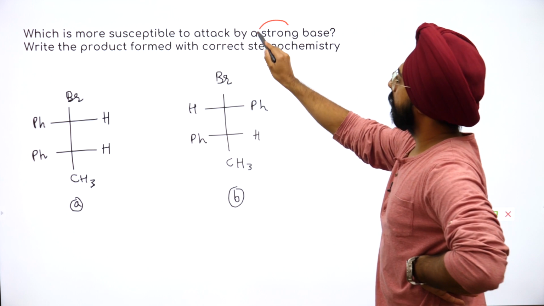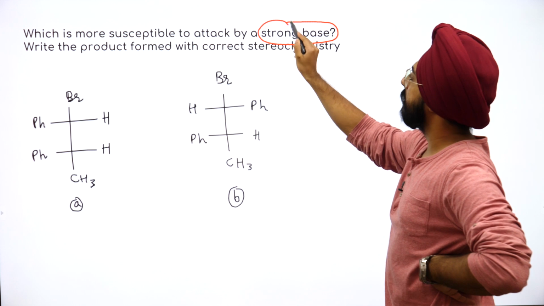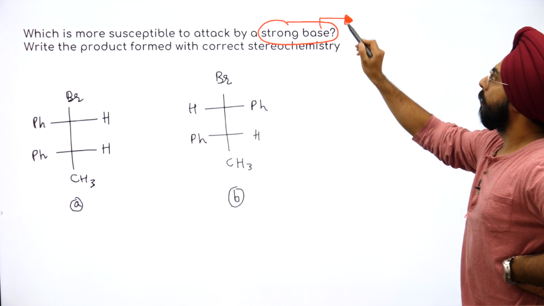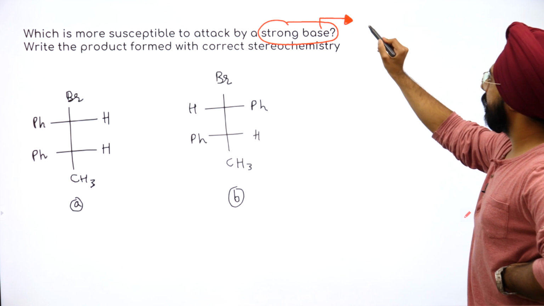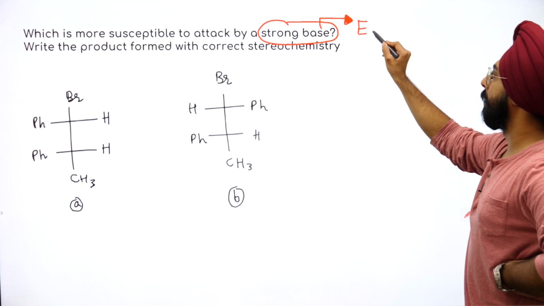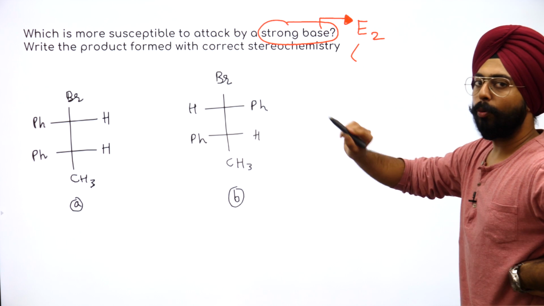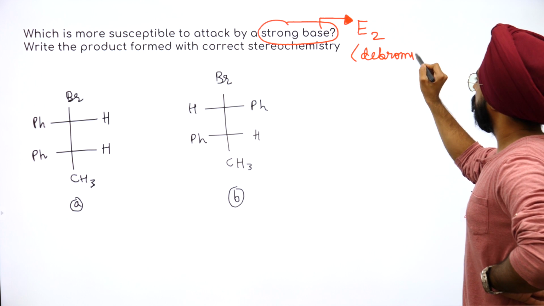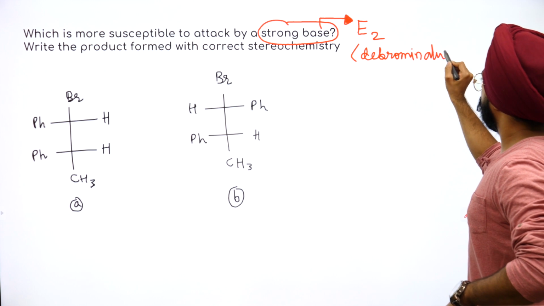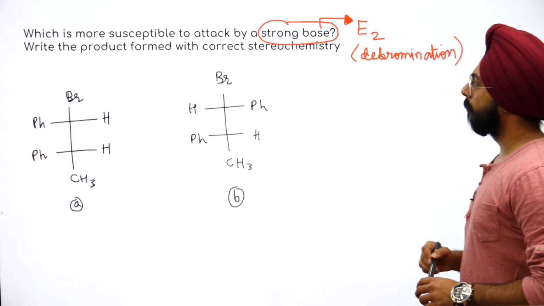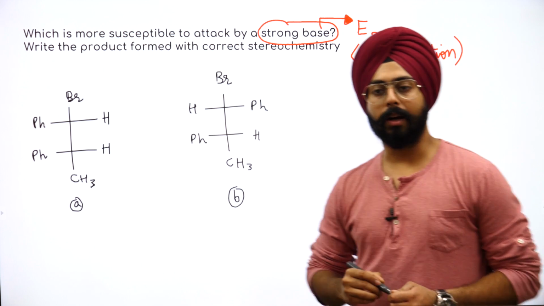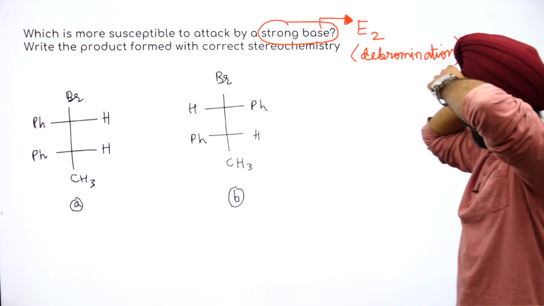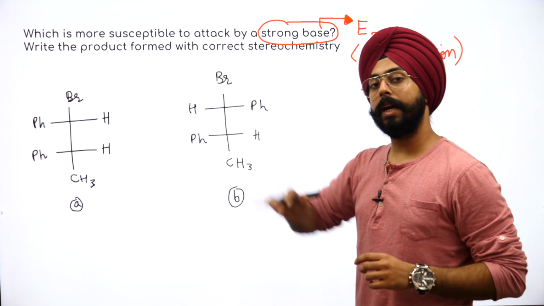Strong base. People, I am sure you have seen such compounds react with strong bases. What will happen? Basically, what will happen is an E2 elimination. You will have debromination, yes? डिहाइड्रोहैलोजिनेशन लगा लो, डीब्रोमिनेशन लगा लो, जो भी लगाना लगा लो. बेसिकली आपके पास एलिमिनेशन होगा, एक ब्रोमीन जाएगा, एक हाइड्रोजन जाएगा.